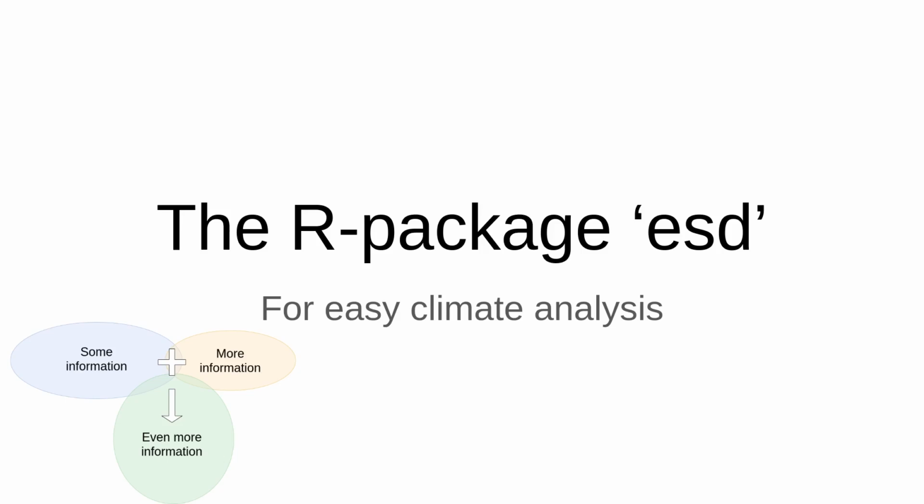So basically, the idea behind statistical downscaling is to have some information and then combine it with some more information, and then you end up with even more information. So it's really quite simple. It's actually trying to bring together different types of information and get a better picture of what is going on.